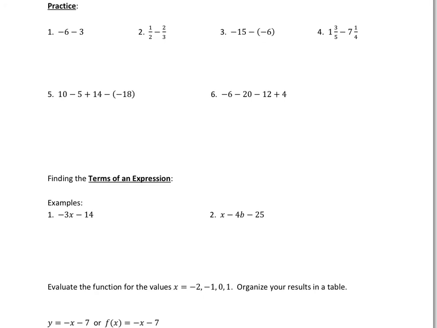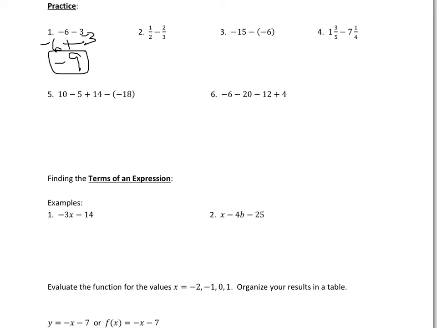All right, let's quickly go over these practice problems. Hope you did them all on your own, and now you're just quickly checking them. All right, number 1, pretty straightforward. It's going to be -6 plus a -3, which signs are the same, gives us a -9.